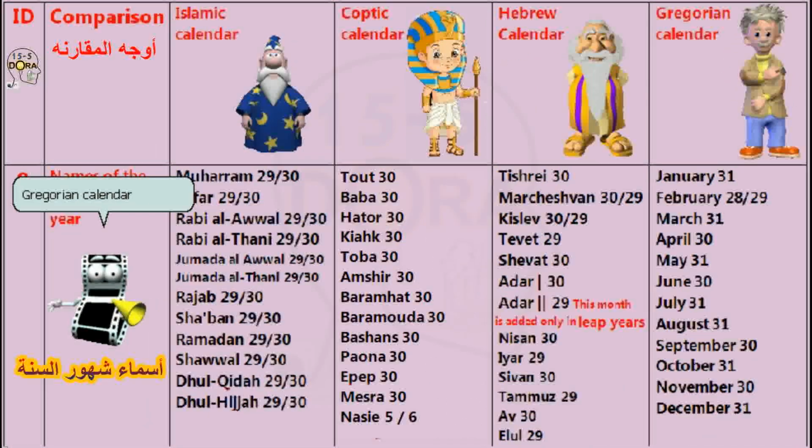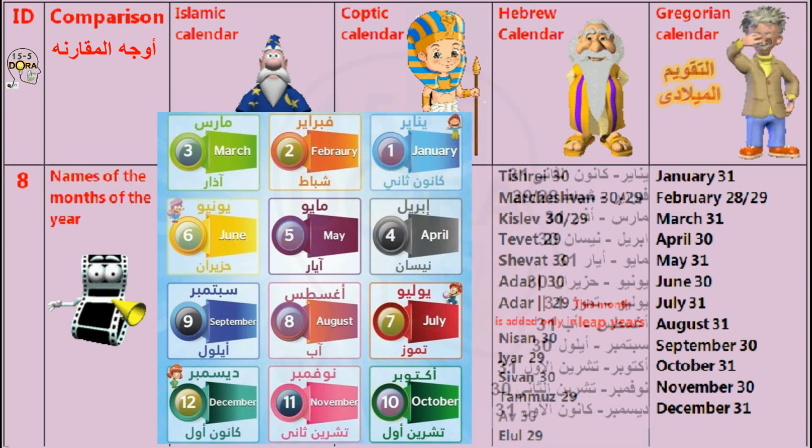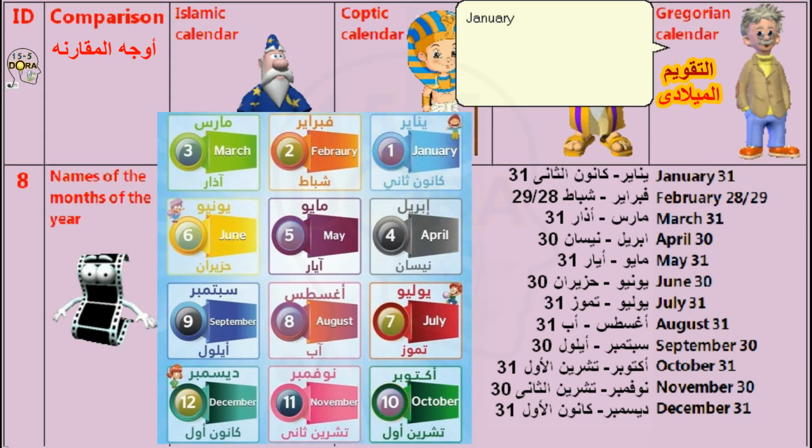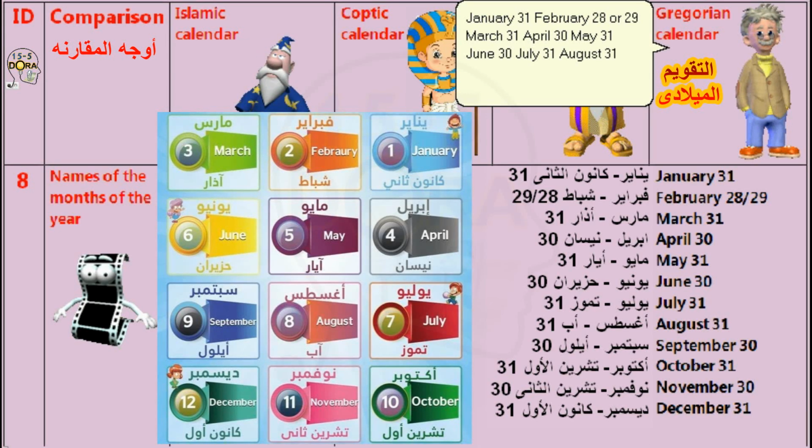Gregorian calendar: January 31, February 28 or 29, March 31, April 30, May 31, June 30, July 31, August 31, September 30, October 31, November 30, December 31.